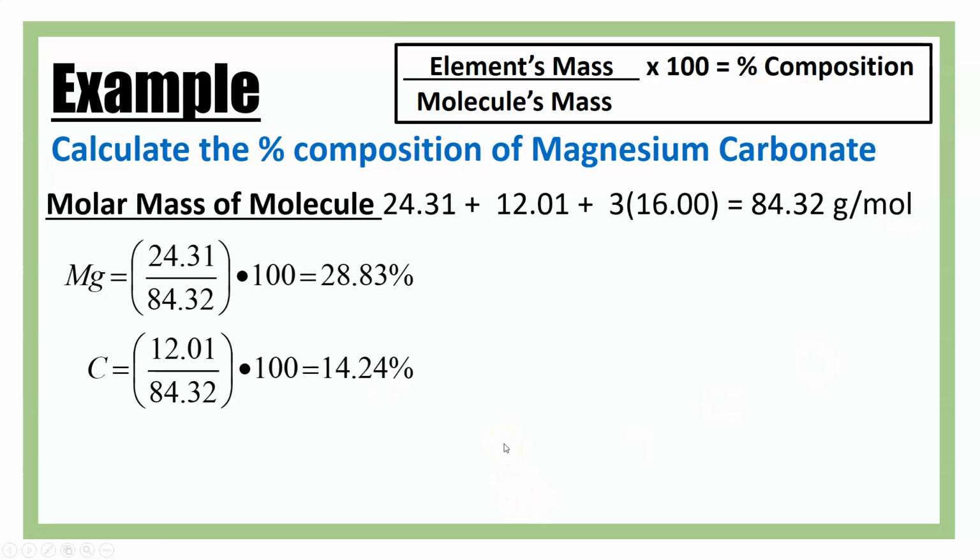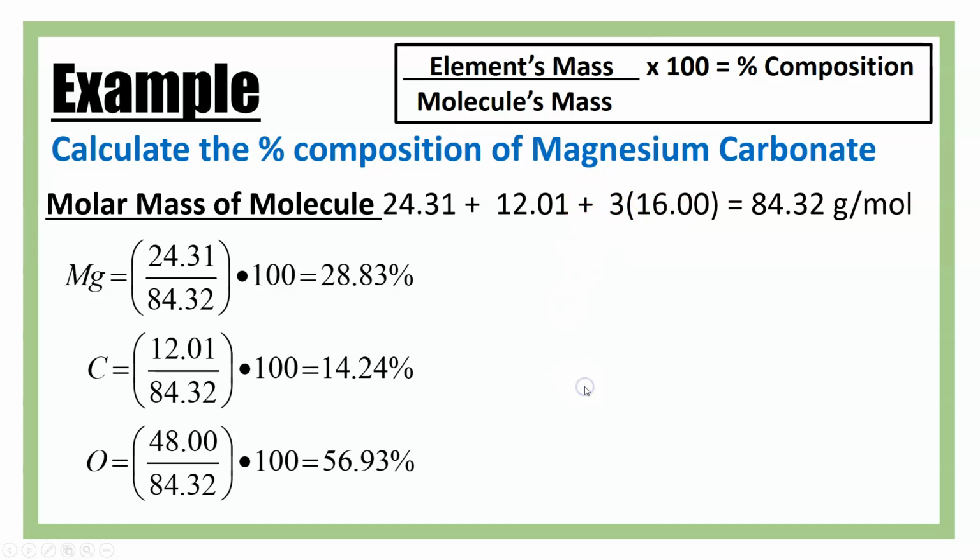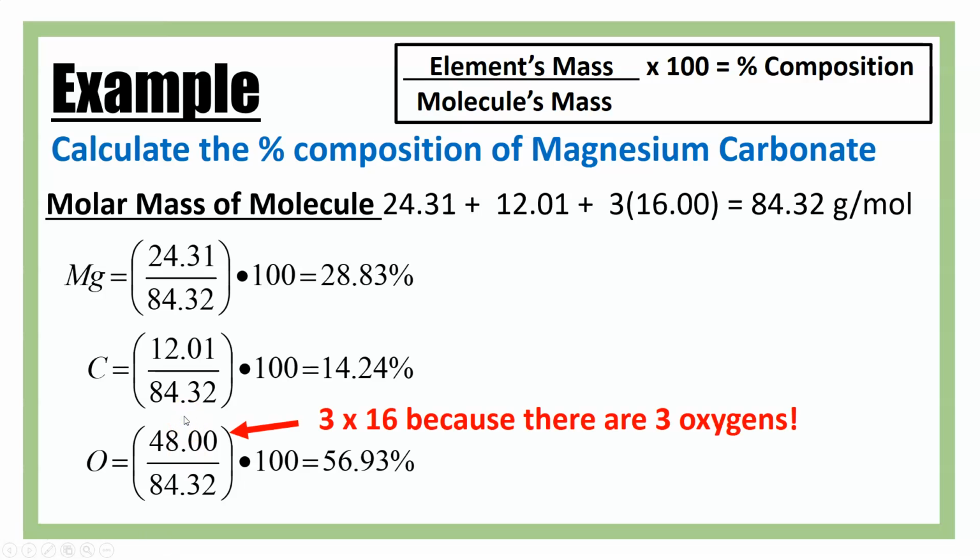Last, the oxygen. Now be careful here. You're not going to put 16. You don't have 1. You have how many? You have 3. So you need to put the total mass of your oxygen over the mass of the molecule. Be very careful about that. I would make a big giant note somewhere in your notebook, bright red, fluorescent highlighter yellow, something. Big stars, arrows. That's one of the most common mistakes I see.